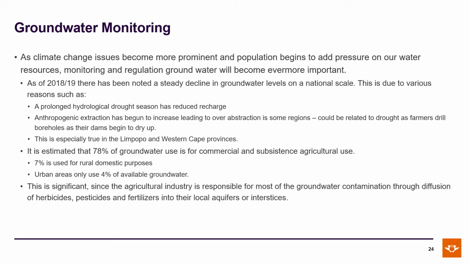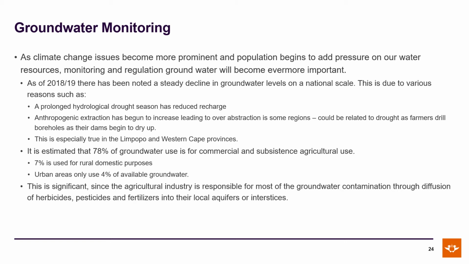So as of 2018 and 2019, there has been a steady decline in groundwater levels on a national scale, which is due to many reasons, such as the prolonged hydrological drought, which has reduced recharge of most of the groundwater regions, as well as anthropogenic extraction, which has begun to increase to over abstraction in some regions as a result of the drought, due to farmers needing to drill boreholes to keep up their livelihoods as their dams begin to dry up. And this is especially true within the Limpopo and Western Cape provinces.